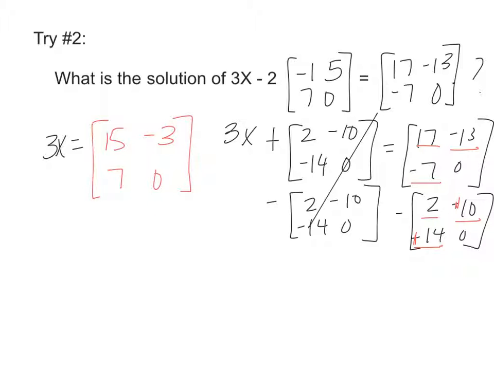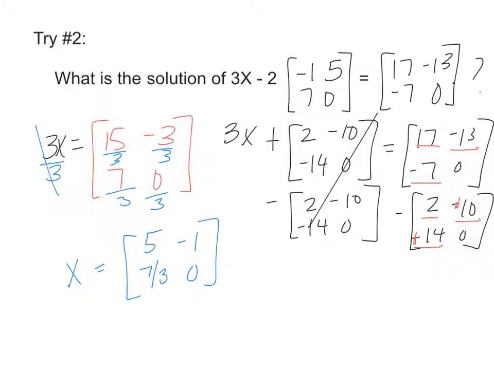Okay, finally we need to divide by 3. So x is going to be equal to 5, negative 1, 7/3, and 0.